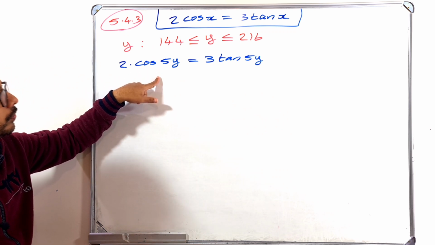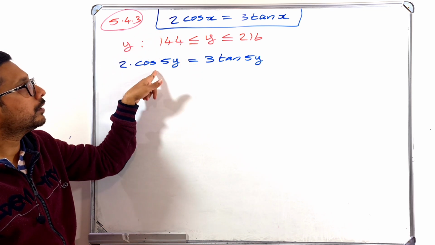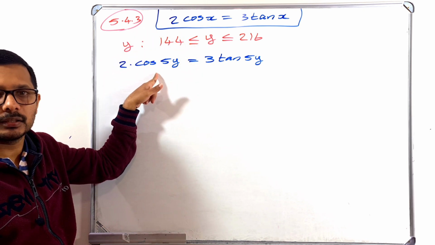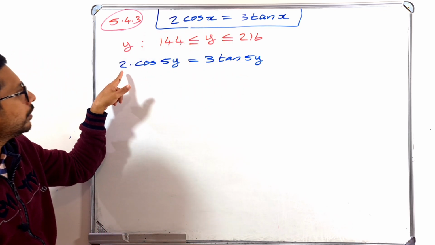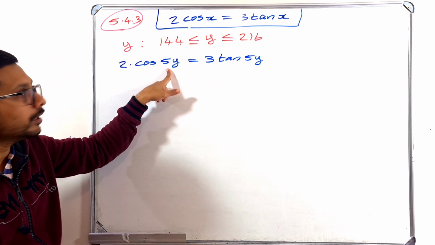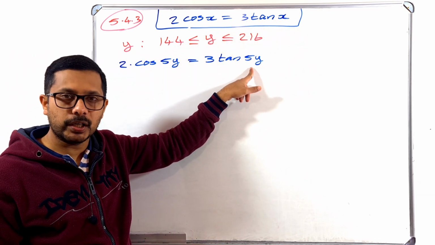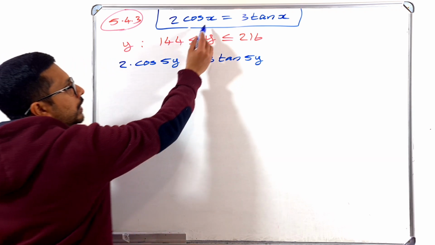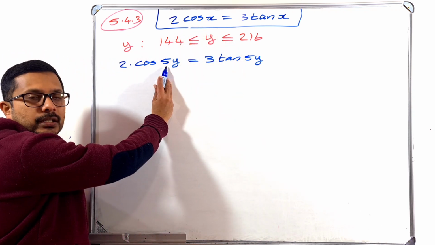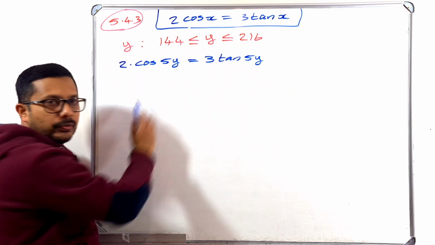Okay, so can you see something here? Compare these two equations. Here you can see 2 cos x. Here 2 cos 5y. 3 tan x, 3 tan 5y. So what you can see there? Instead of this x, they write it as 5y. Look at this, x, 5y, x, 5y.